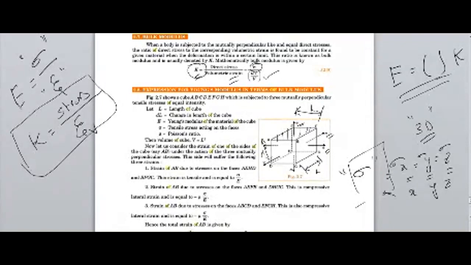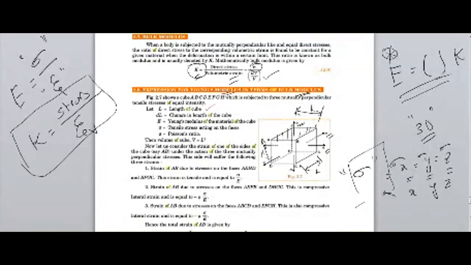Now I need to derive this very, very important relation. What is the relationship between Young's modulus and bulk modulus? To derive this, I am considering a cube whose length is L. That means in the x direction the length is L, the width is L, and the thickness is also L. So three-dimensionally we have the same lengths.